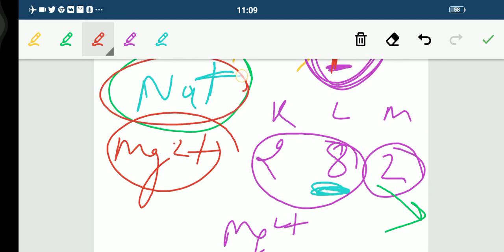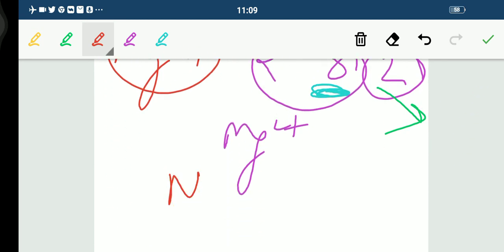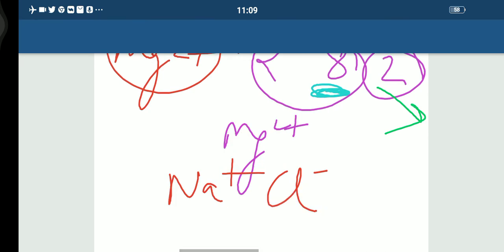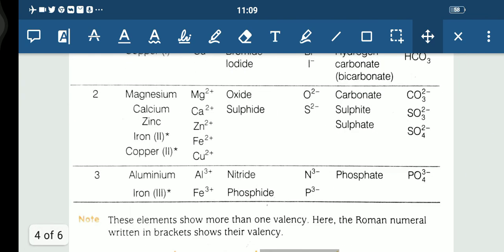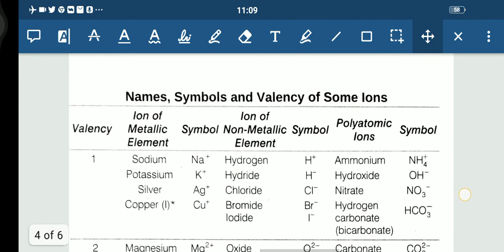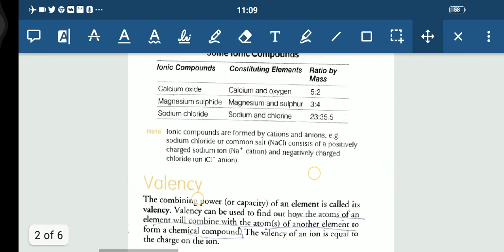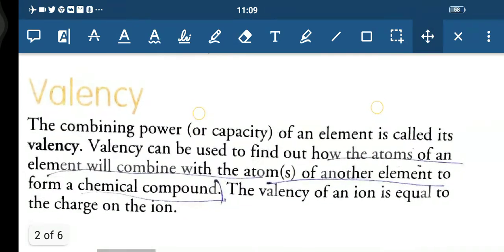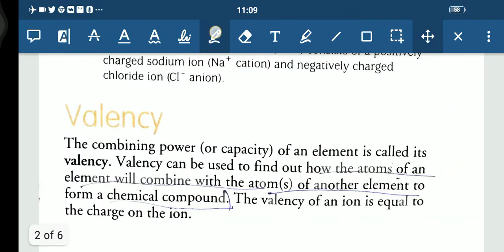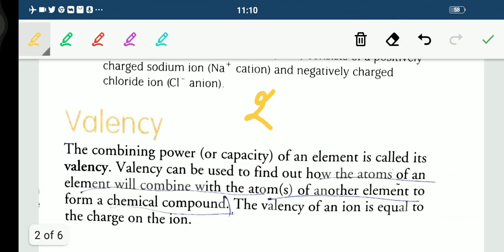Similarly, they can make their formula like this: Na positive and Cl negative. This you are going to study in your higher classes. I hope this is clear to each one of you students. So now see here. There is another thing that I am going to discuss with you all, and that is valency. So this is how your valency is. Now sodium is Na. Sodium is 2, 8 and 1. So its valency becomes 1.